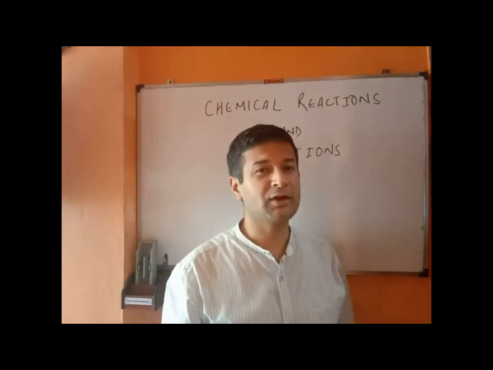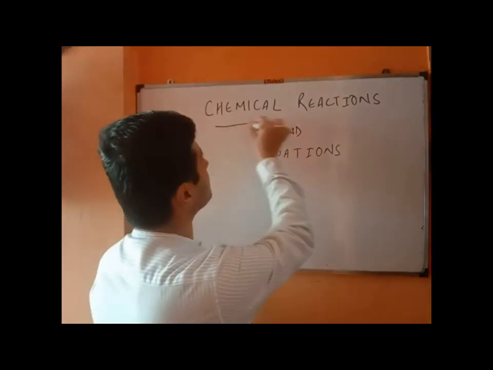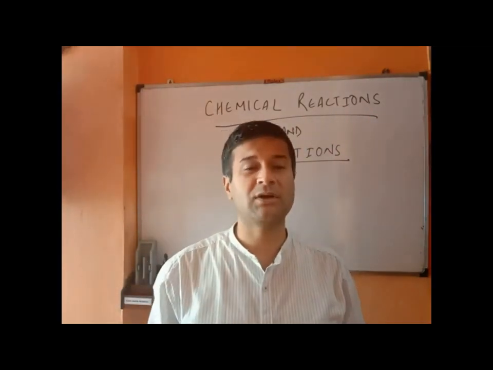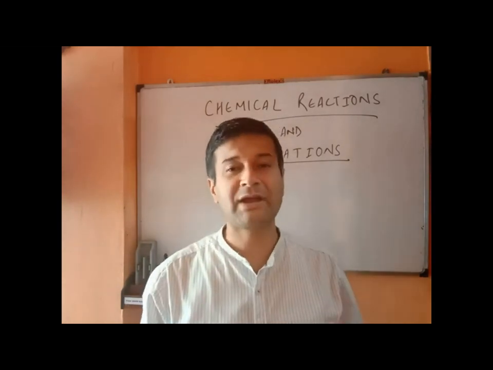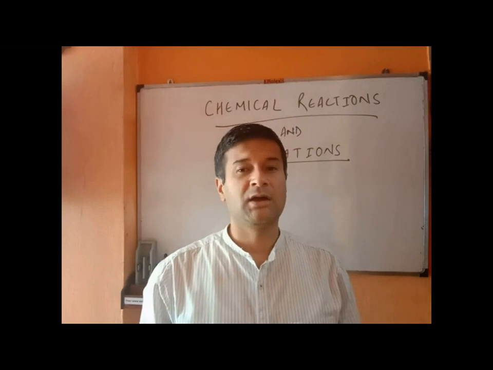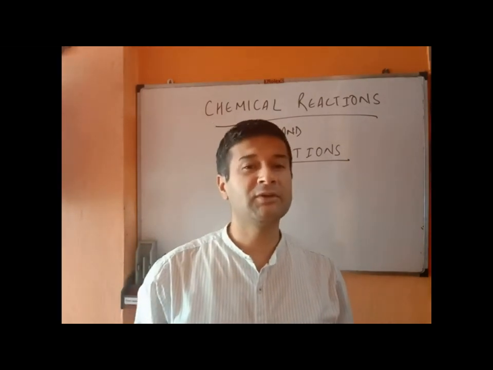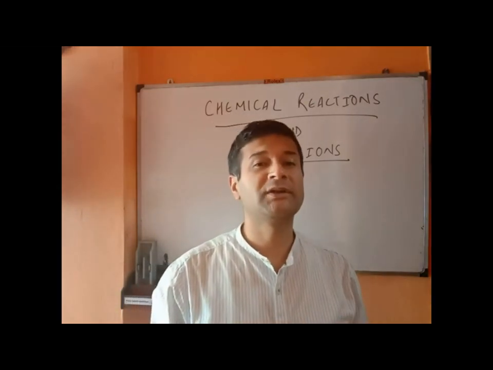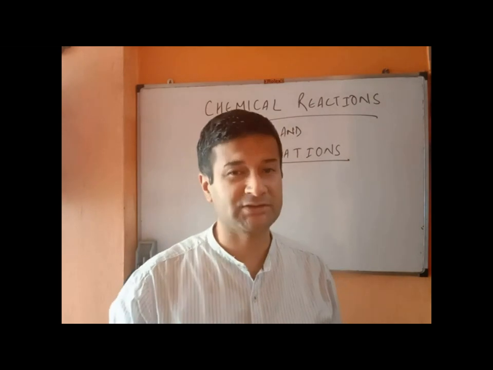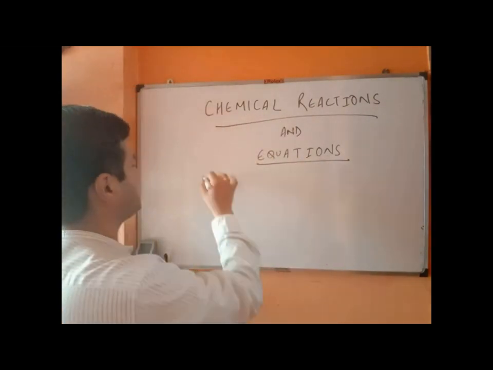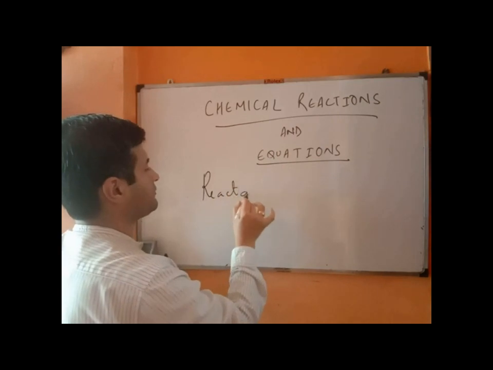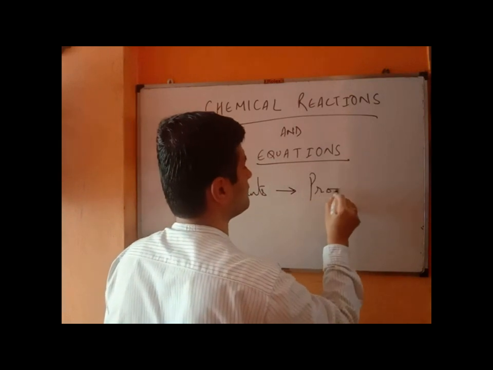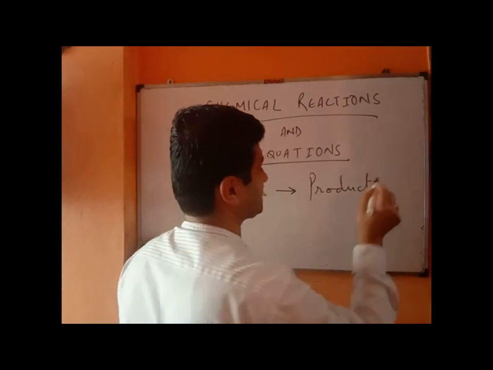So in today's class we are going to discuss chemical reactions and equations. First, let's try to understand what is a chemical reaction. A chemical reaction is a process by which a chemical change takes place, converting one or more substances, that is reactants, to one or more different substances, that is products. So in a chemical reaction, reactants get converted to products.